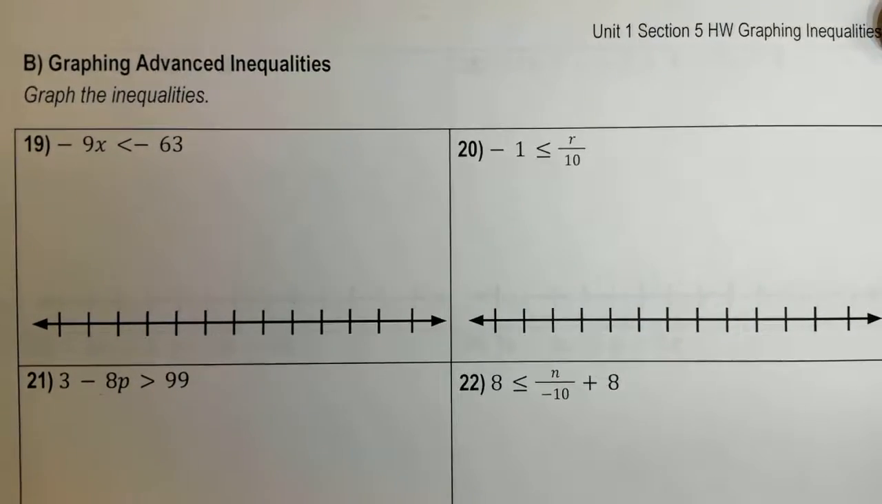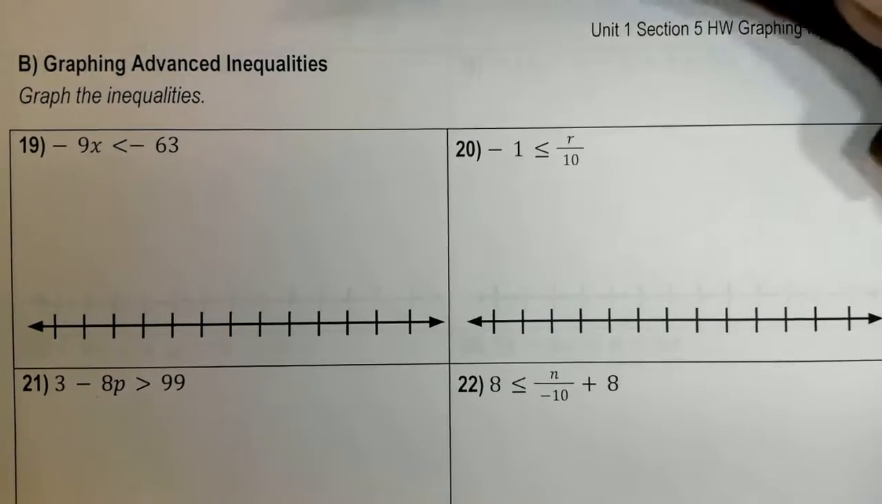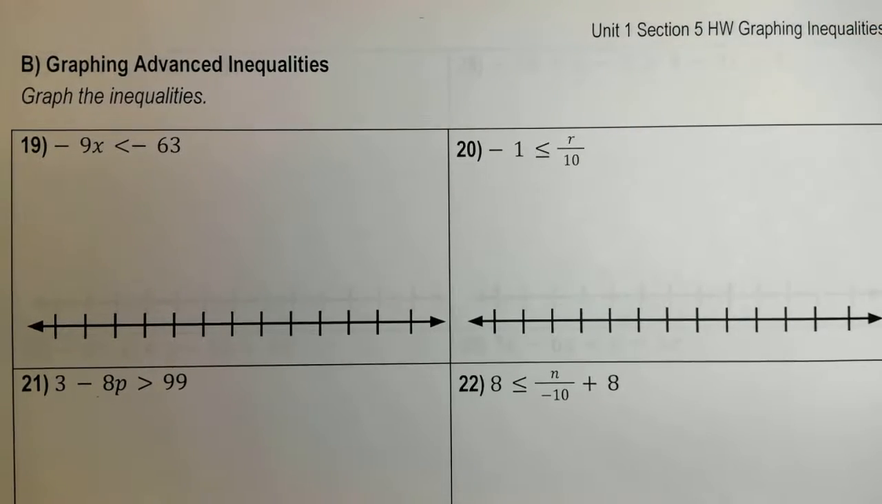Alright, this is Unit 1, Section 5 homework. I'm on the third page, so 19 through 26. Now, these are the advanced inequalities. Only reason I say advanced is because now we throw in negatives, which remember will flip the sign.